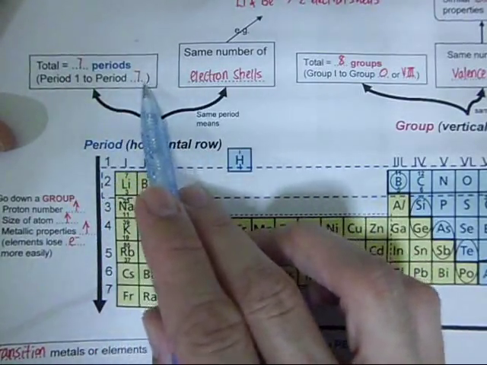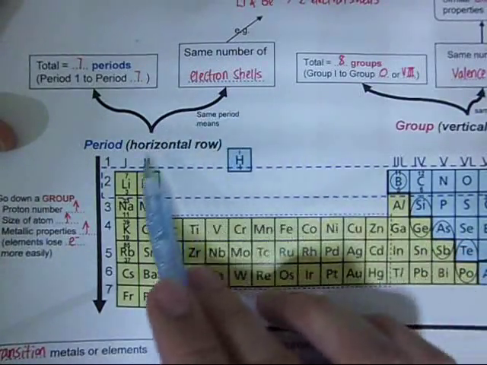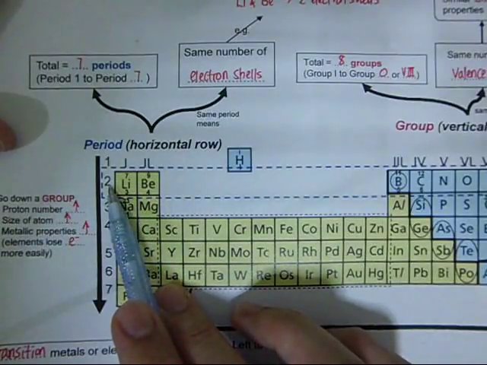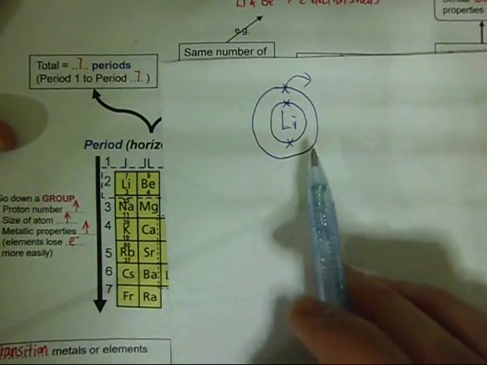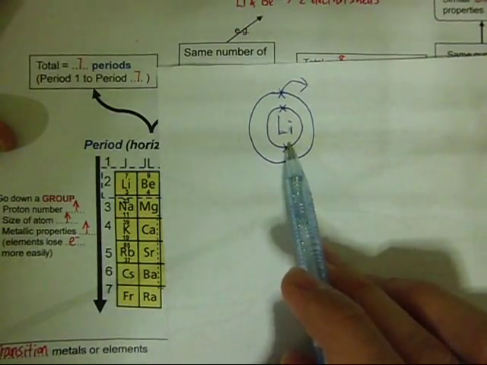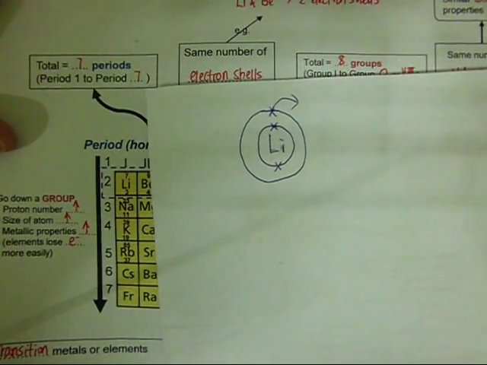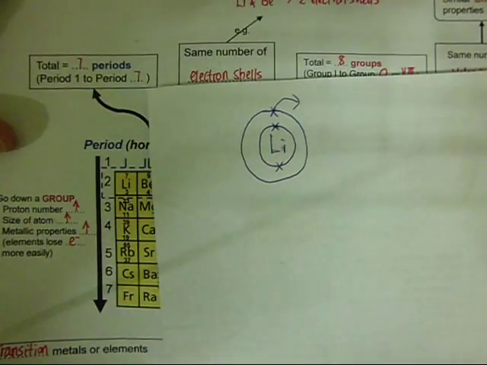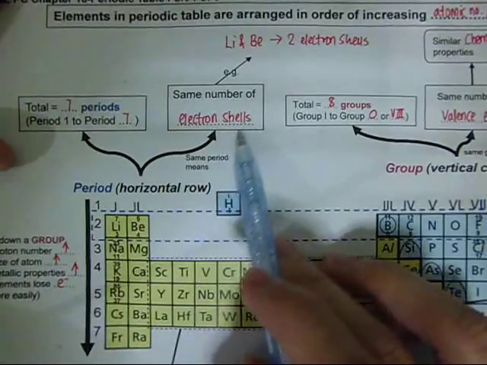Okay, 1 to 7. Now same period means same number of electron shells. So for example, lithium, it is in period 2. It means that it has 2 electron shells. Okay, like the electronic structure that I drew just now, it has 2 electron shells. Why? Because it is in period 2. So the period number is the same as the number of electron shells. Period 3 means 3 electron shells. Okay, same period means same number of electron shells.